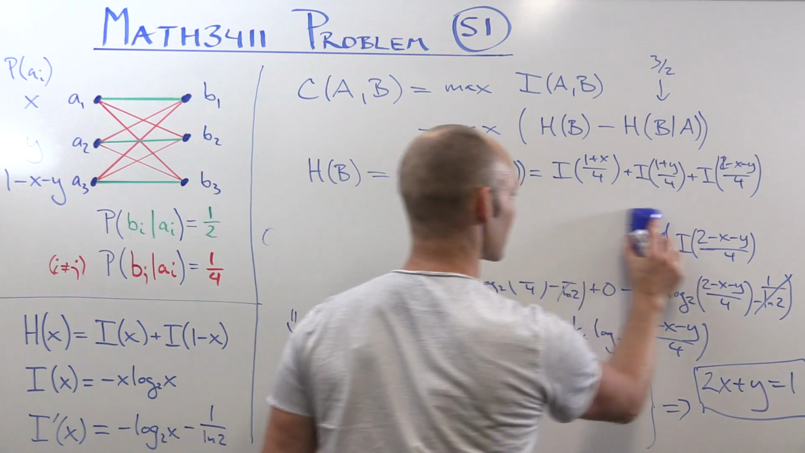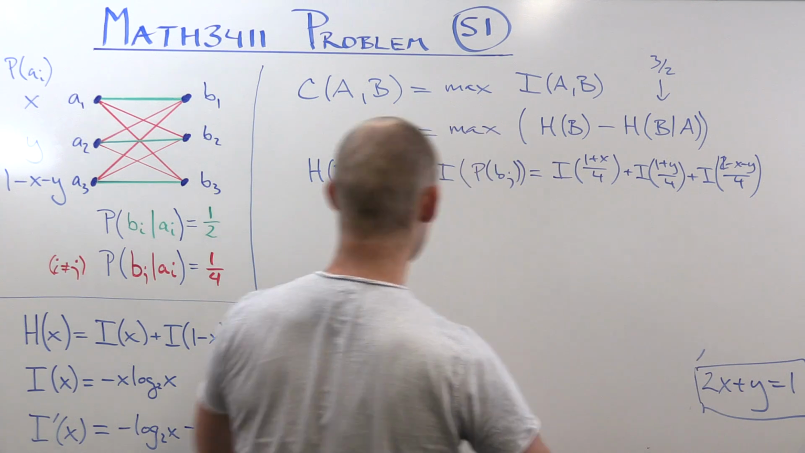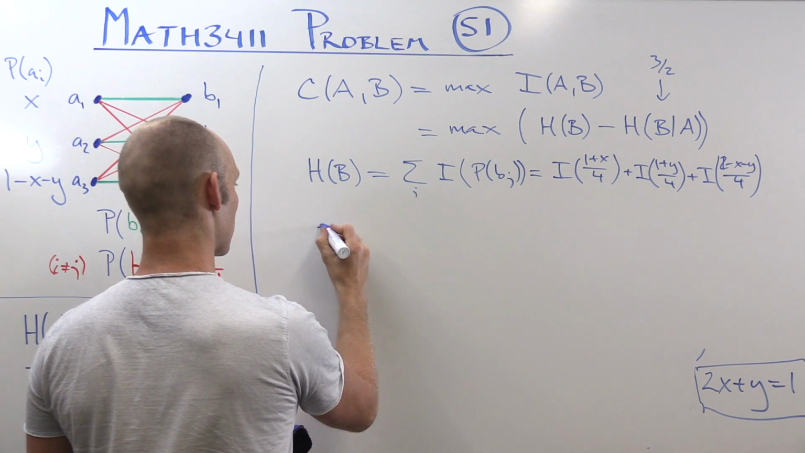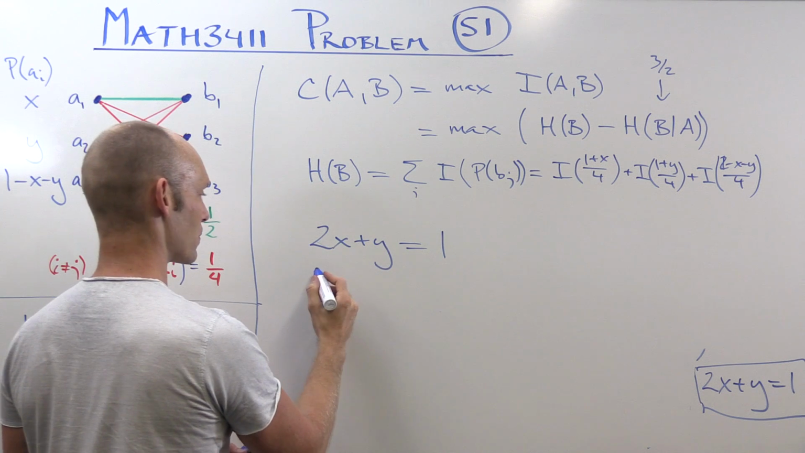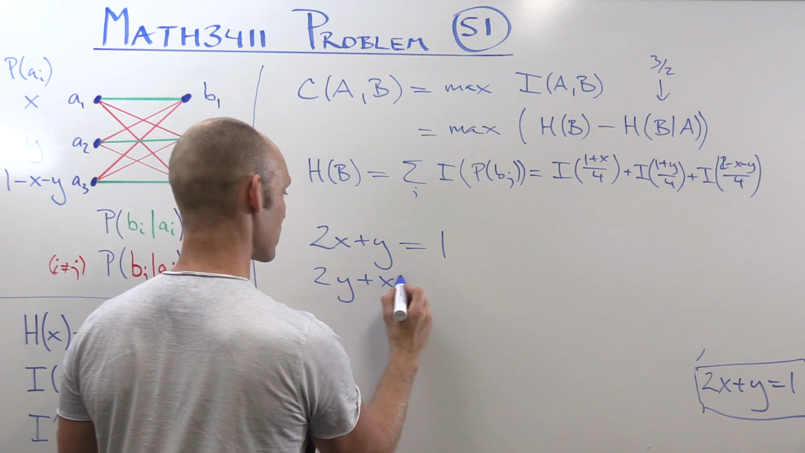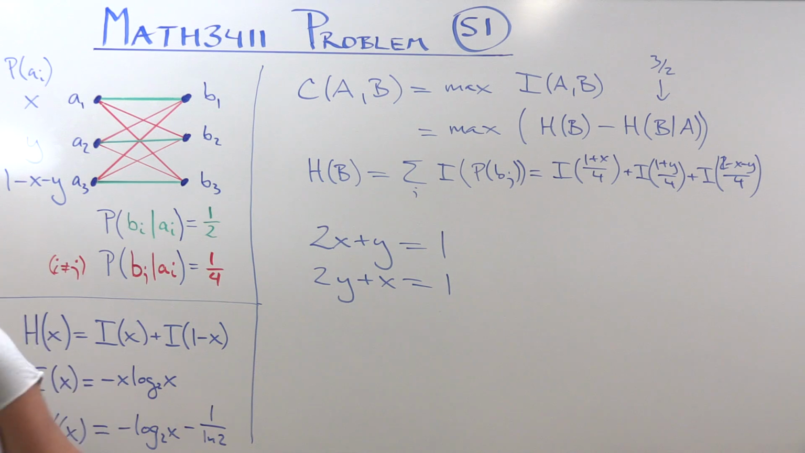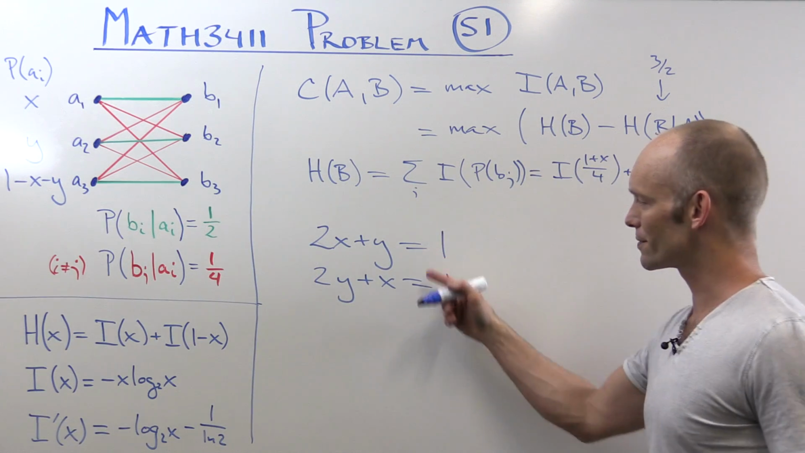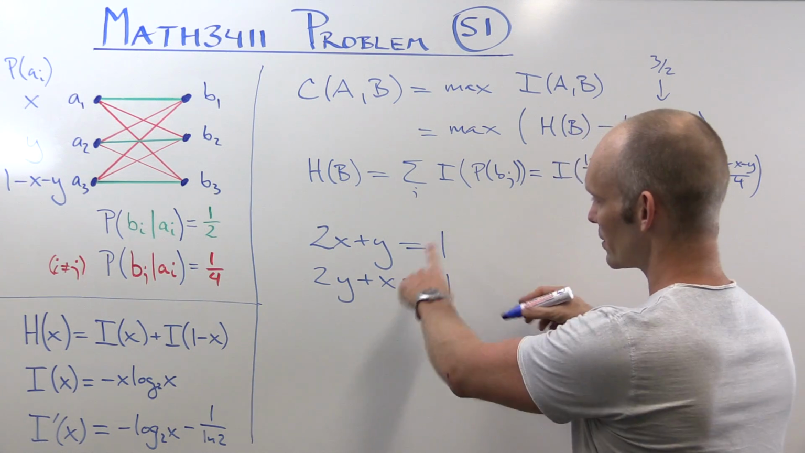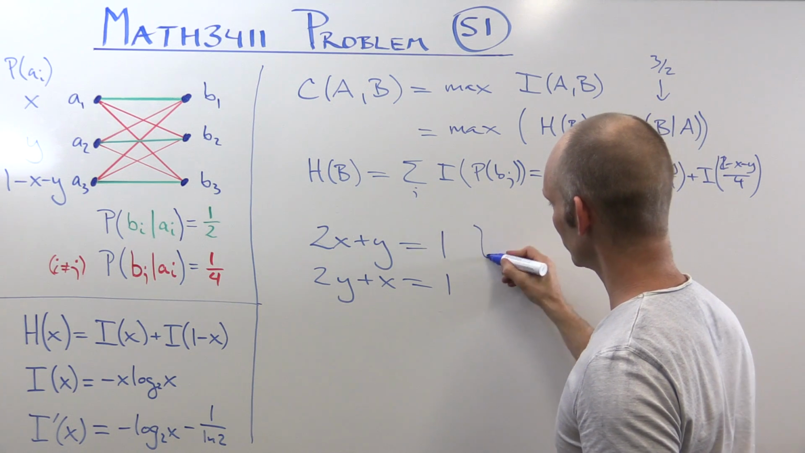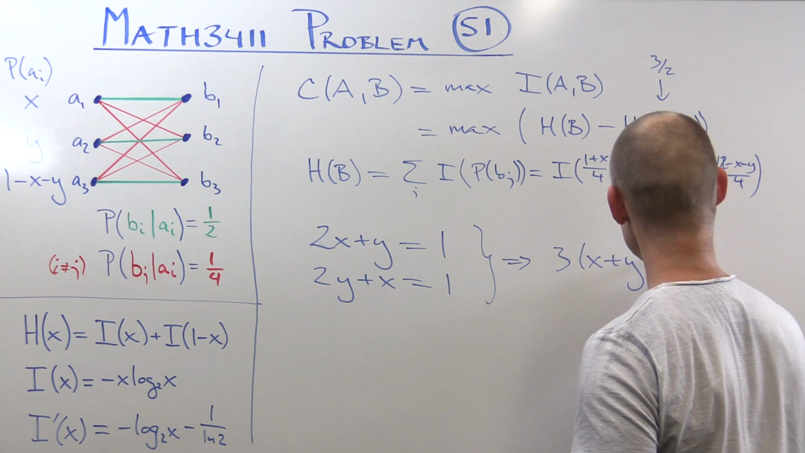So we can conclude that this is true. We have that 2x plus y is equal to 1. And we have what happens if we have that 2y plus x is equal to 1. And now we just have to figure out what x and y are equal to. So we have two linear equations in two variables. So you could, for instance, add these two together. Then you get 3x plus 3y is equal to 2.